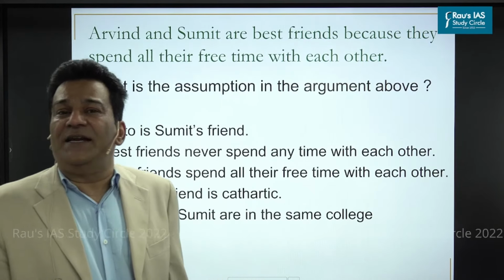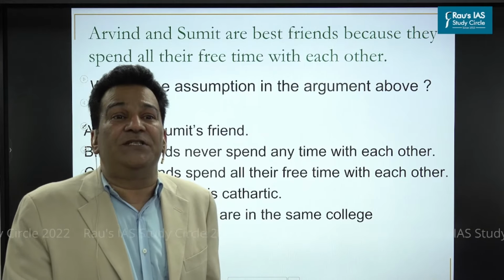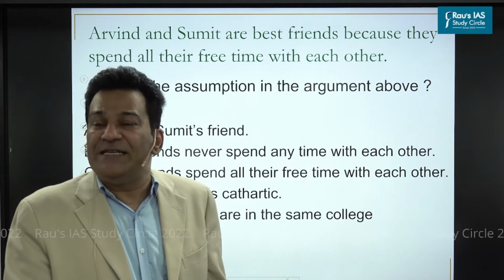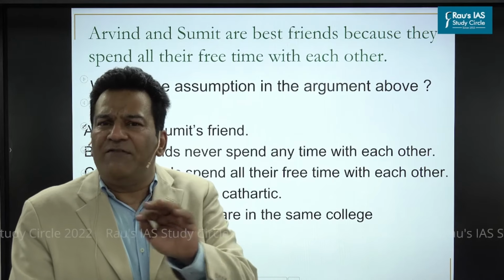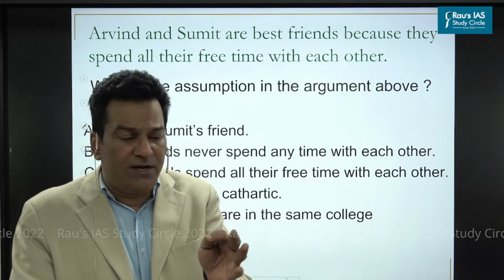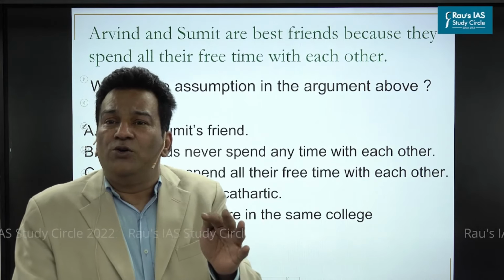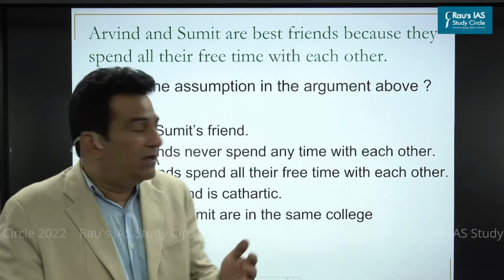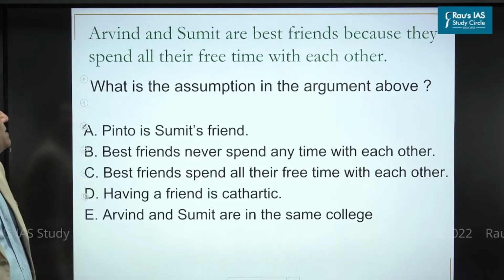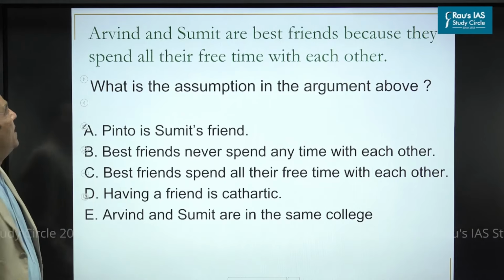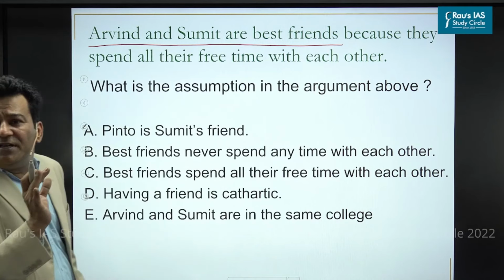The right answer in case of an assumption question has to strengthen the argument. It has to be something which is in scope preferably, which means any answer choice which is weakening the conclusion, any answer choice which is not having any effect upon the conclusion, doesn't strengthen or weaken, is a wrong answer. Any answer choice which is out of scope is most probably a wrong answer. So if I look at this argument, it says Arvind and Sumita are best friends because they spend all their free time with each other. The conclusion definitely is this particular part. Rest of it is reasons.